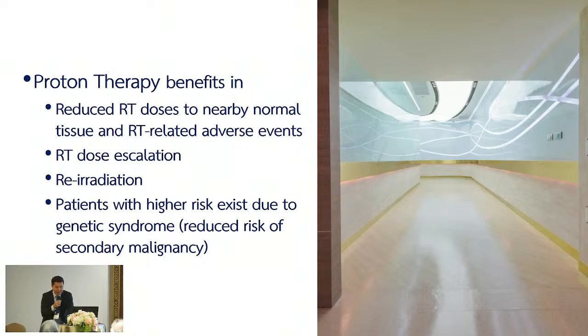And for some patients with a higher risk of secondary malignancy, like someone who has a genetic syndrome, like neurofibromatosis or some kinds of genetic disorder, even a low dose of radiation can produce a secondary malignancy. With the proton, the scatter dose to the surrounding normal organs is the lowest, which can reduce the risk of secondary malignancy.